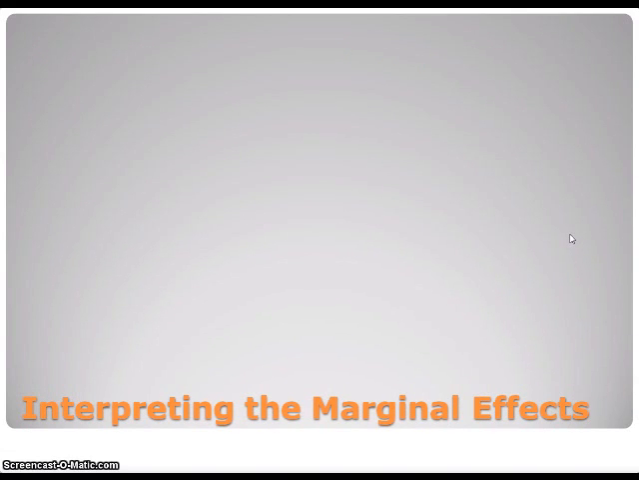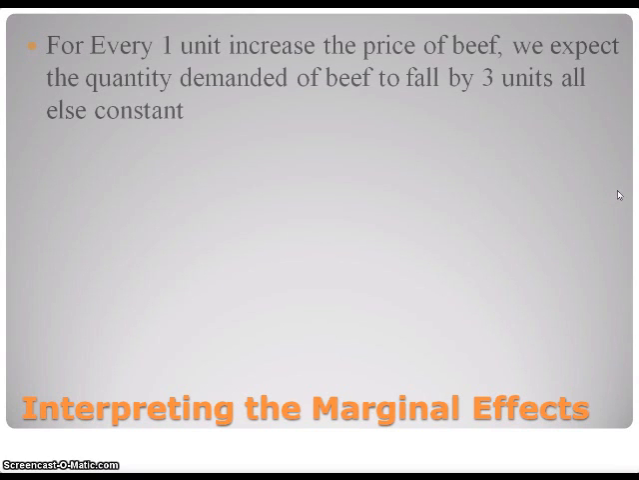After writing out the marginal effects in algebraic form, it's important for us to understand what they mean in plain English. The first marginal effect would be interpreted in the following manner. We would say for every 1 unit increase in the price of beef, we would expect the quantity demanded of beef to fall by 3 units, all else constant. Here we have an inverse relationship between changes in the price of beef and the quantity demanded of beef. This reflects the law of demand that we learned in the principles of microeconomics. It happens to be equal to 3 in this case.